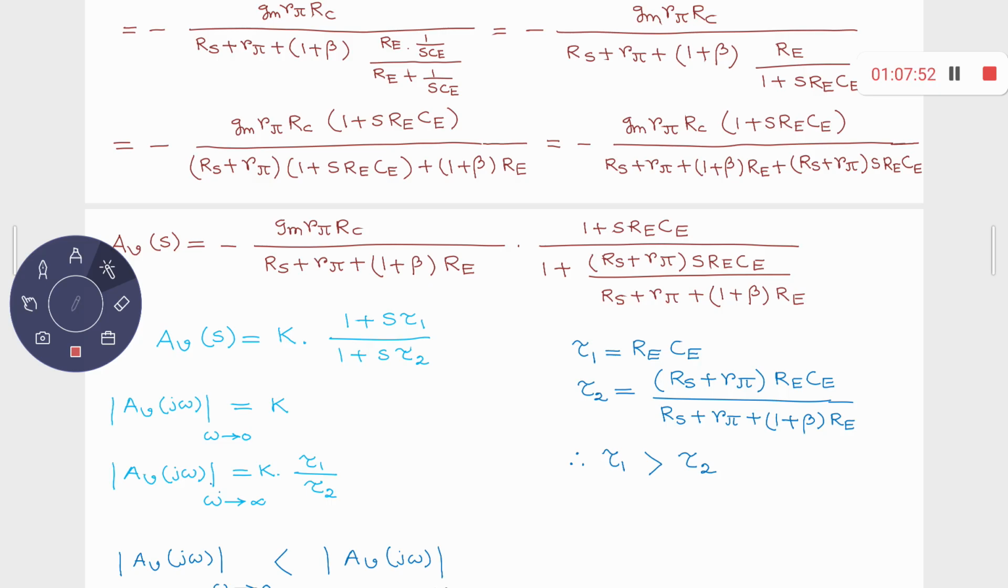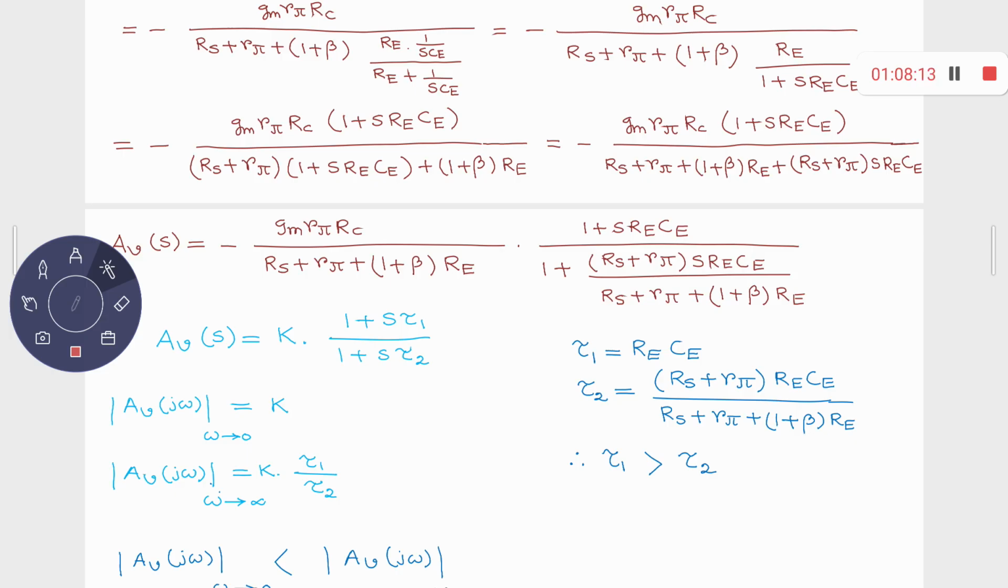If I draw this one now, k into 1 plus S tau 1 by 1 plus S tau 2. Already you notice what the effect of k by 1 plus S tau is. You know, the low pass response. As frequency increases, gain drops. There is no S parameter in the numerator, it is there in the denominator, so as frequency increases, this drops.